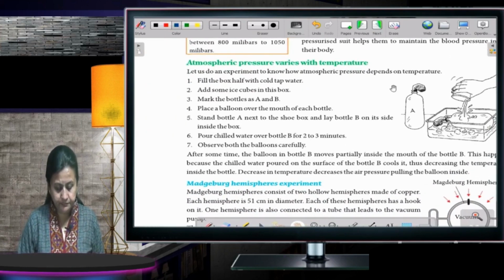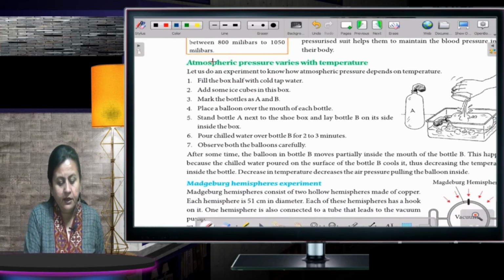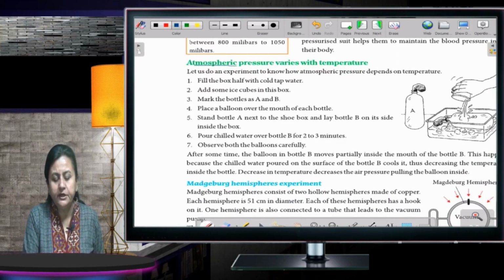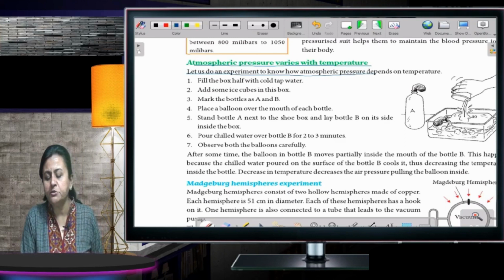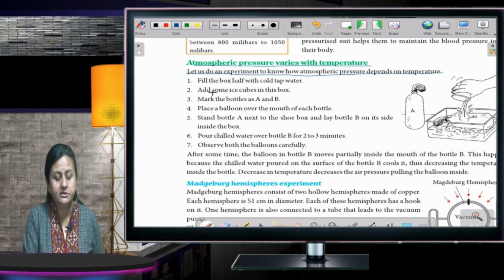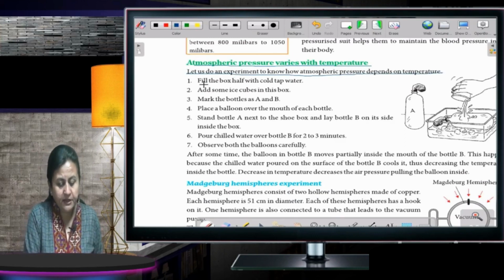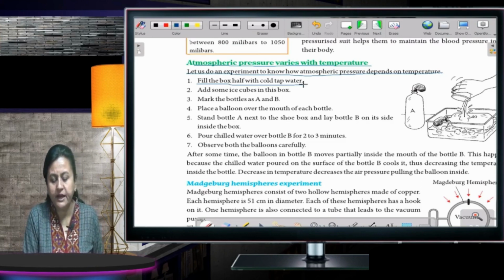Now, atmospheric pressure varies with temperature. Let us do an experiment to know how atmospheric pressure depends on temperature. First, fill the box half with cold tap water. Add some ice cubes in this box. Mark the bottles as A and B.